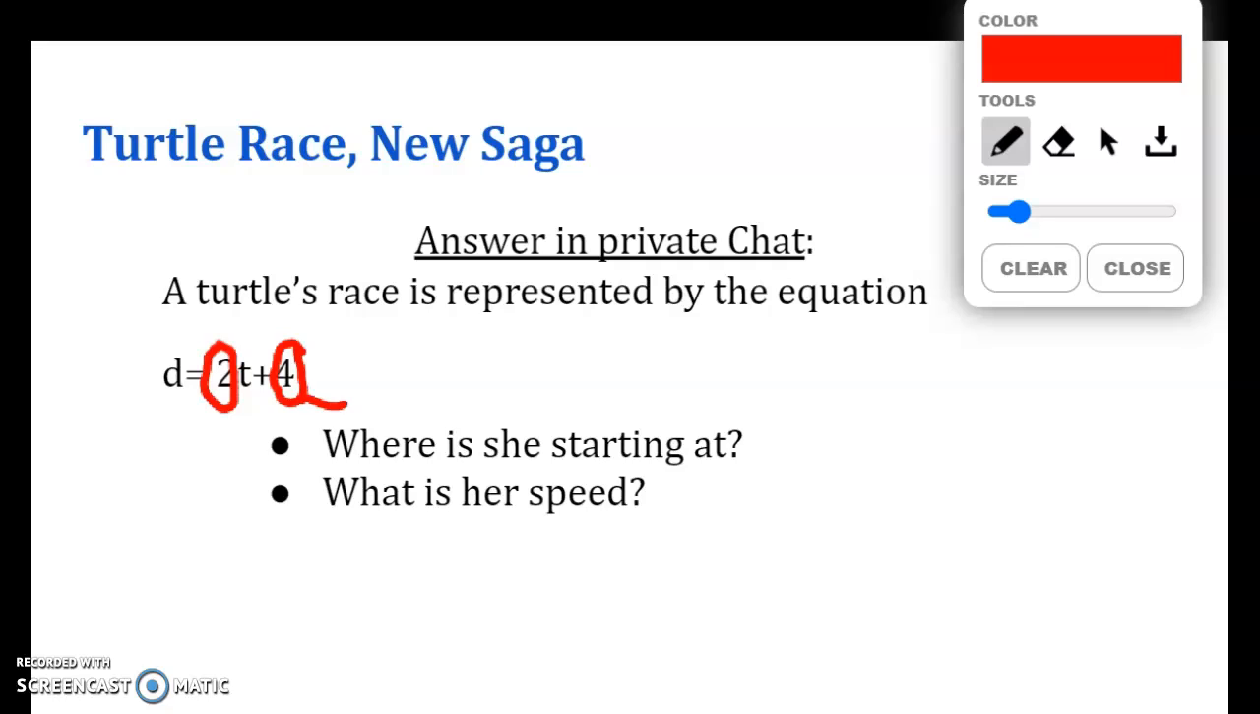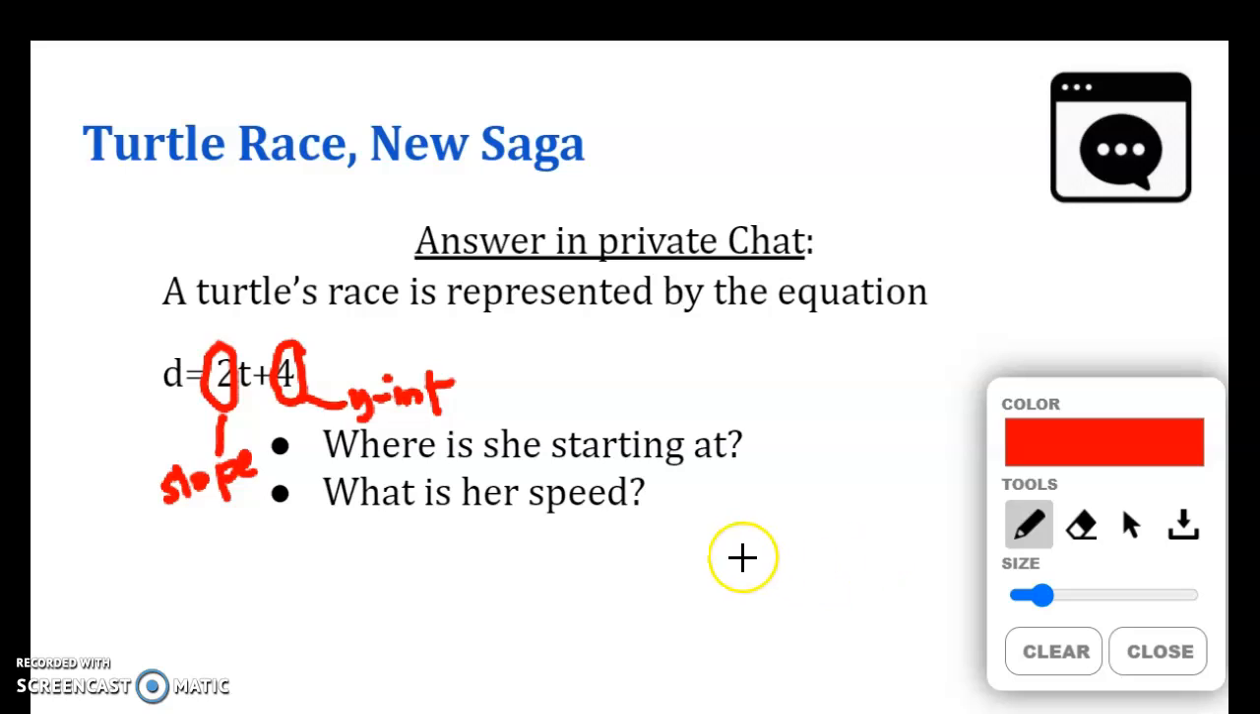So this is the y-intercept, and this is the slope. Remember, slope is the one that gets multiplied to the variable, the input variable. So what is her speed? You need to tell me 2 things, and I'm asking you to do that in private chat.